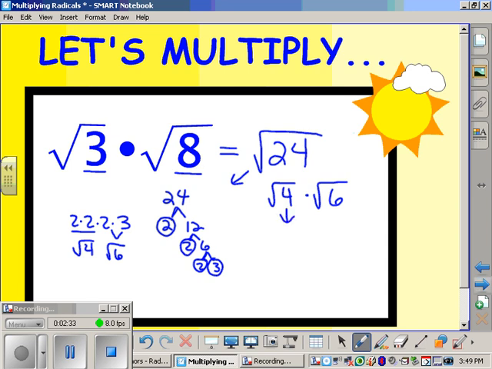Now, because 4 is a perfect square, we can actually take its square root, changing it to 2, but we will leave the 6 under the radical. So our answer for this problem is 2 radical 6.